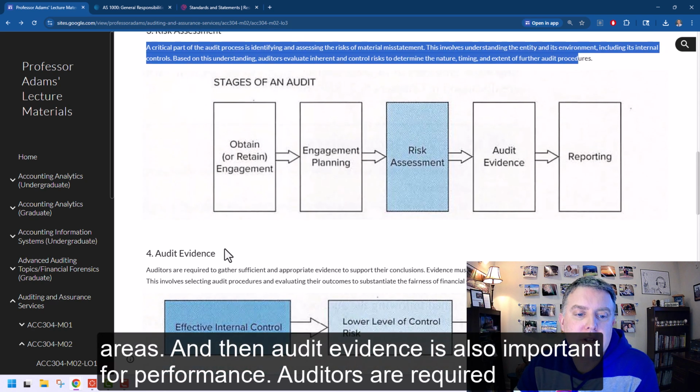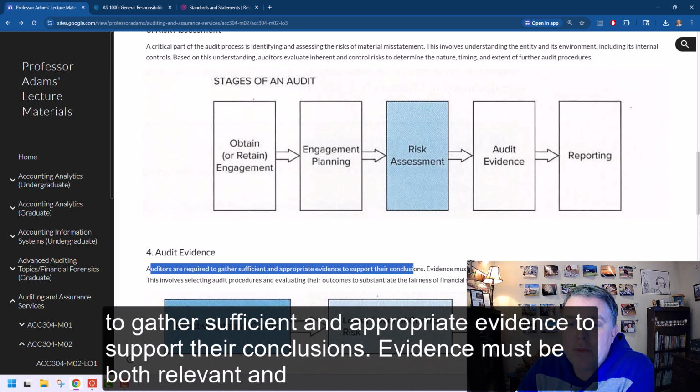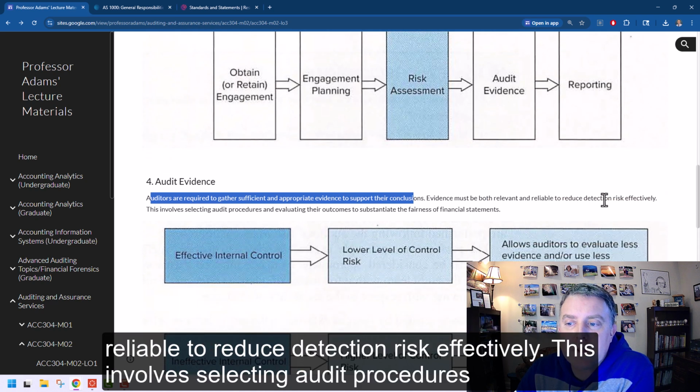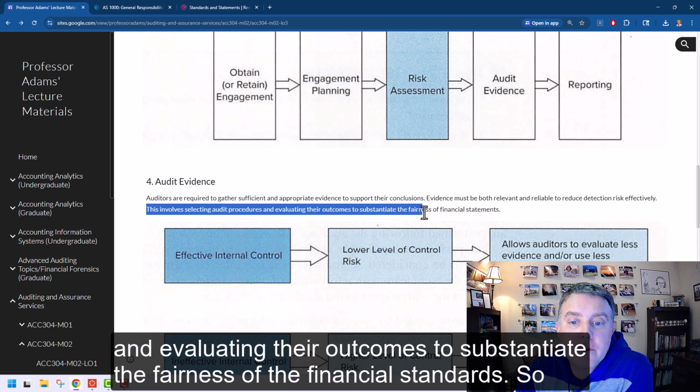And then audit evidence is also important for performance. Auditors are required to gather sufficient and appropriate evidence to support their conclusions. Evidence must be both relevant and reliable to reduce detection risk effectively. This involves selecting audit procedures and evaluating their outcomes to substantiate the fairness of the financial statements.